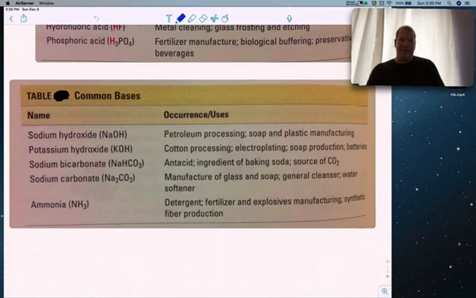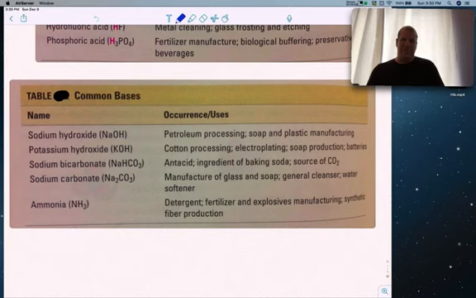Sodium hydroxide, also known as lye, L-Y-E, is used in working with petroleum and in soap. How do you make soap? You take fat and mix it with lye, and that forms soap, which is a sodium surfactant, and then you get glycerin. You can keep the glycerin in the soap, or take it out and do other stuff with it. Potassium hydroxide is still used in soap production, in alkaline batteries, and for cotton electroplating.